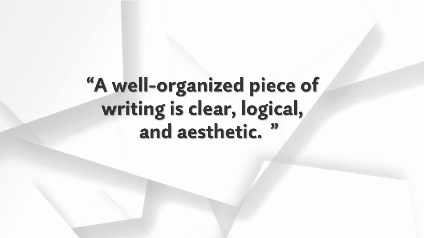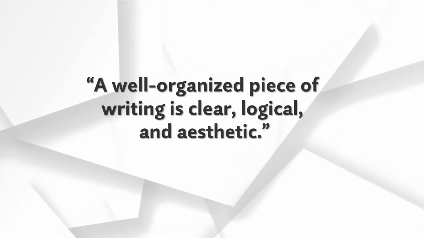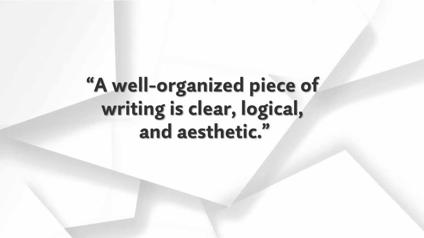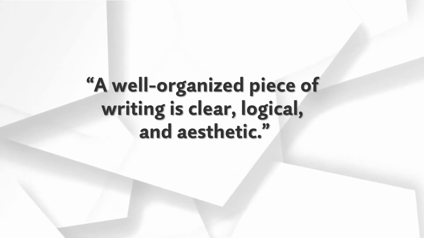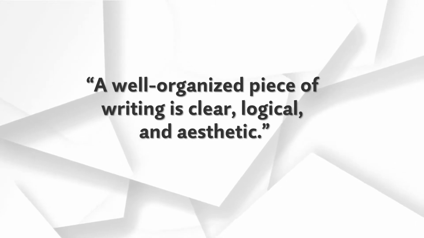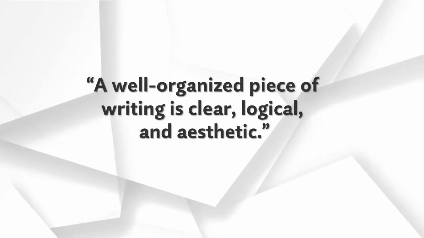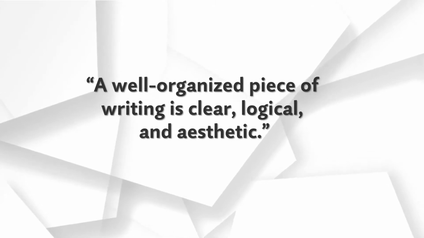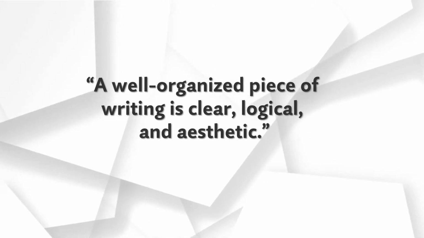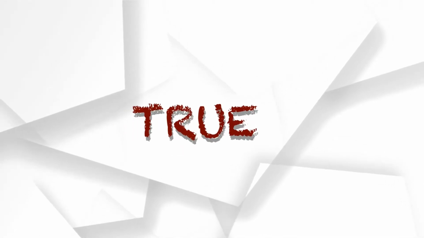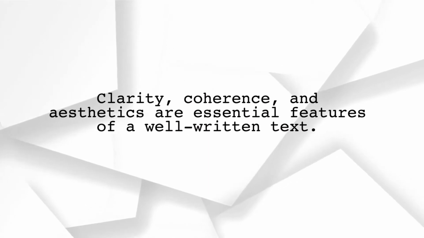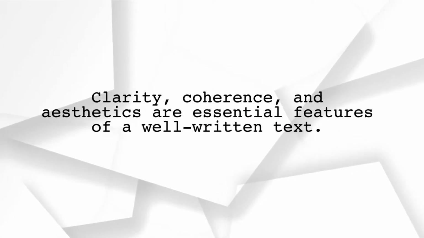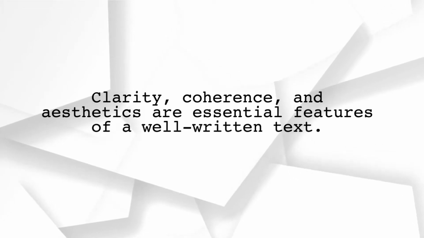Number 4. A well-organized piece of writing is clear, logical, and aesthetic. Again, a well-organized piece of writing is clear, logical, and aesthetic. And the answer is true. Clarity, coherence, and aesthetics are all important characteristics of a well-written text.